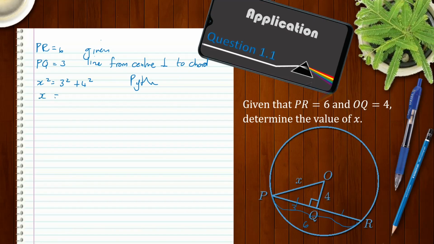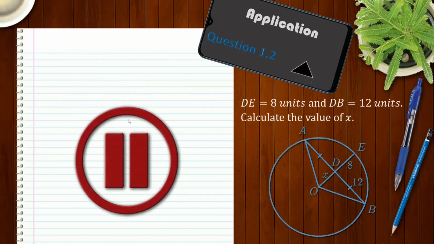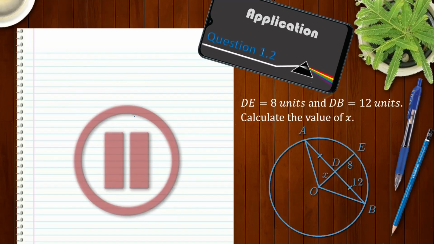We square root both sides, and then we have 9 plus 16, and that gives us the square root of 25, and that's just equal to 5. So this is easy to do without the calculator. Normally we do our Pythagoras with the calculator, but that one works out nicely. Okay, that's our answer. Then next we've got question 1.2.